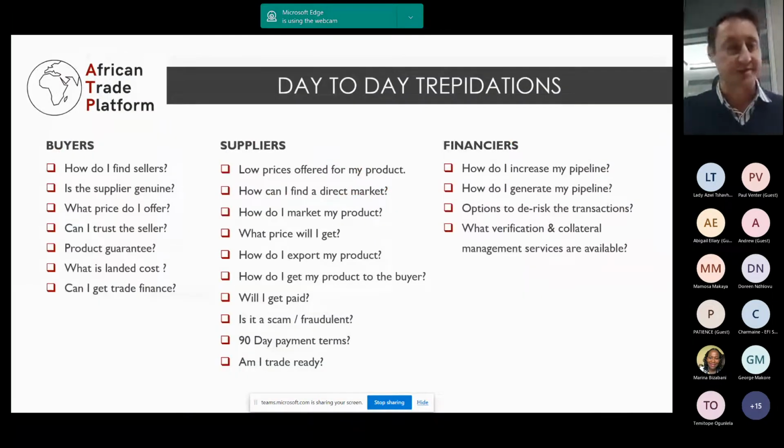Just a few trepidations. If you're a buyer sitting in the US, for an example, how do I find sellers? Is the supplier genuine? It's a couple thousand kilometers away. You've got no idea what's happening on the ground, but you're on the market to acquire certain products. How do you know they're real? How do you know the product is real? Is it a scam, not a scam? How do I know that the product that I'm actually acquiring is the correct product?